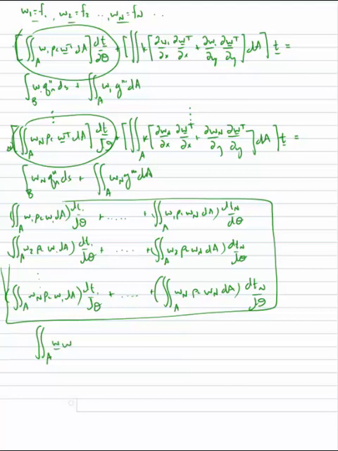This is an n by n array of integrals, and we're multiplying it by an n by 1 column of temperature derivatives. Right? So let's look at what this looks like a little more carefully.